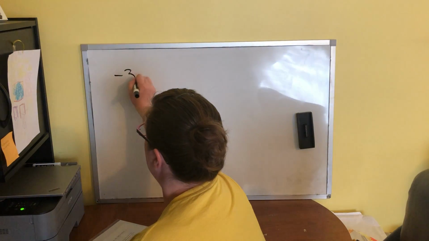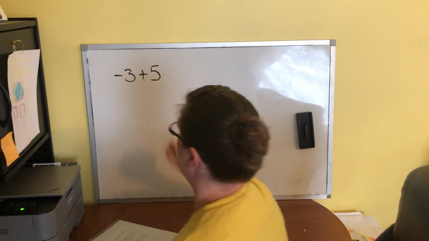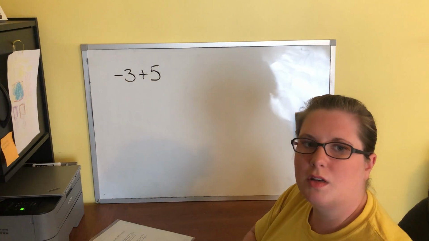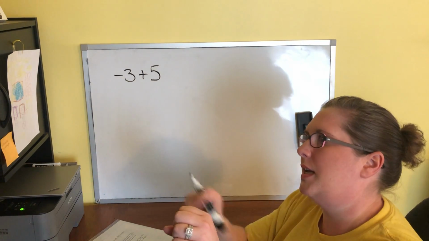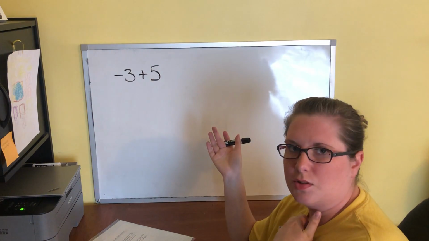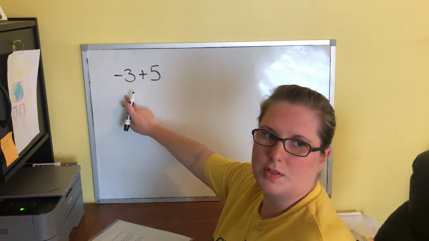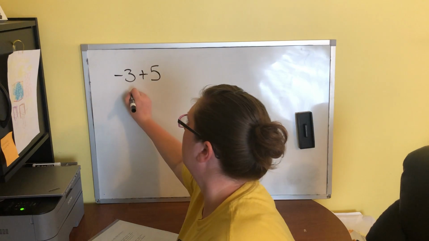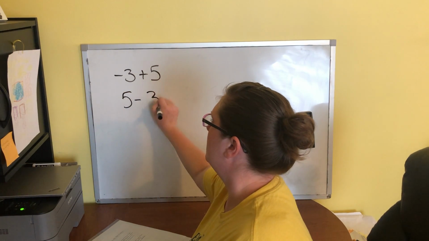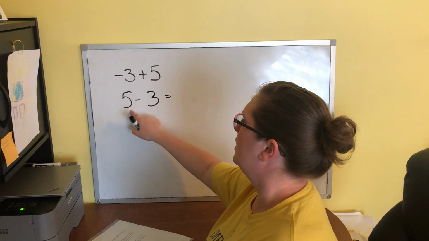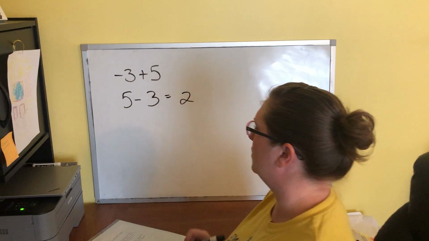Let's say we were given -3 plus 5. You can think of a number line. You can start at -3 and add 5 if you wanted to get your answer. Another way you can do it is you take the larger number. Which number is larger, 3 or 5? 5. And turn this into a subtraction problem to do 5 minus 3 is 2.